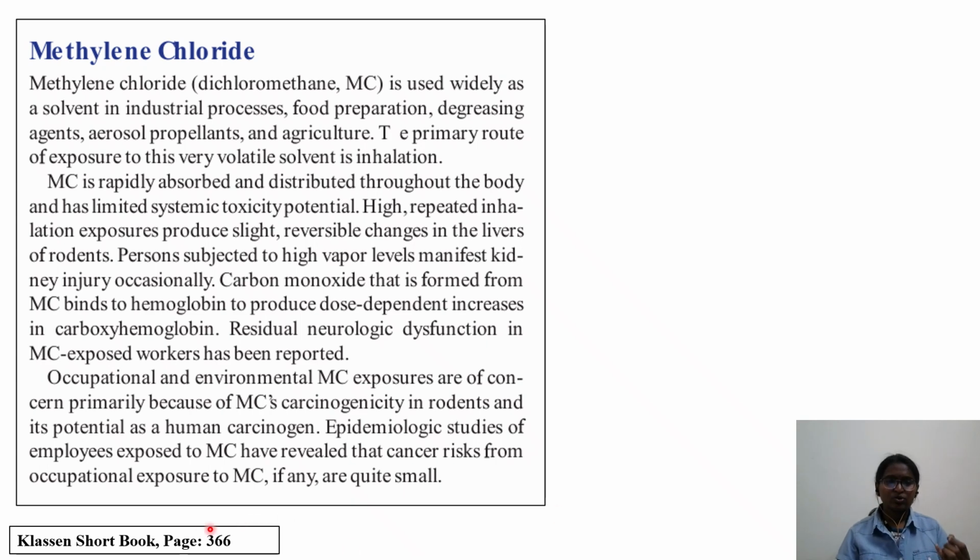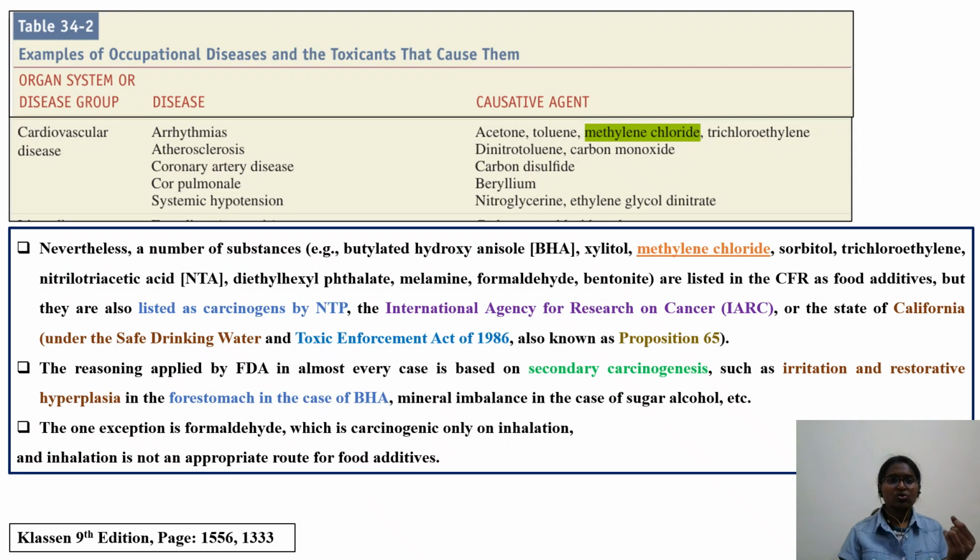In addition, I have also gone through Klaassen and Shorter book, page number 366. They have given some information about methylene chloride. Some of the points have already been covered in the previous slide, so you can pause here and read in detail. In addition, I have come across table number 34-2, on page number 1556, and on page 1333 in the Klaassen 9th edition; these two points have been included.